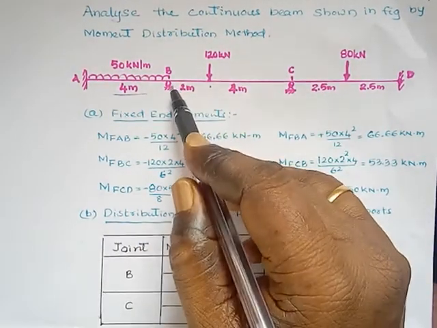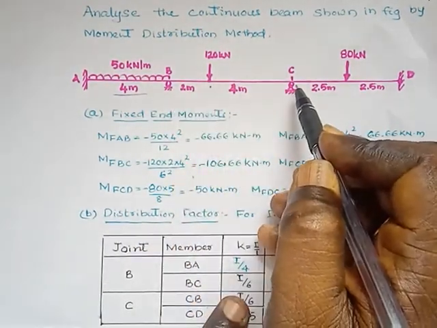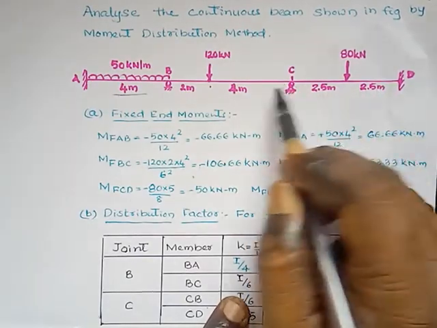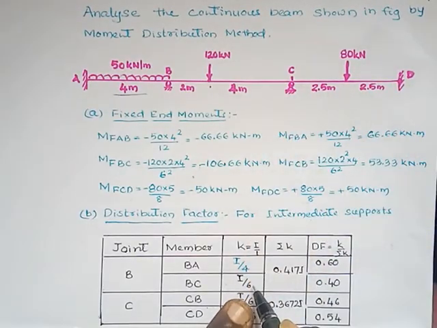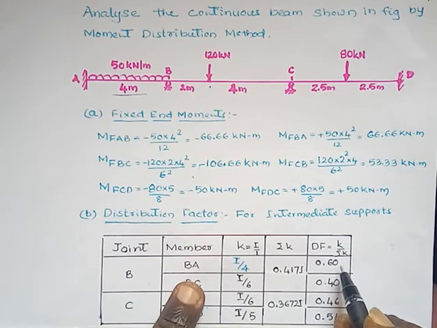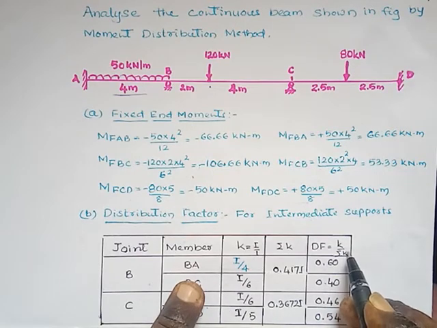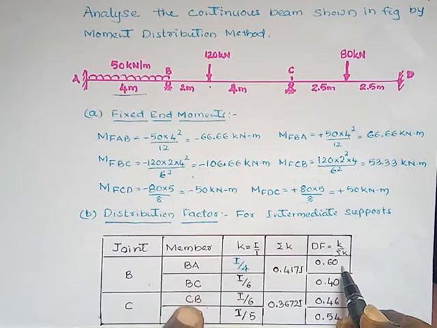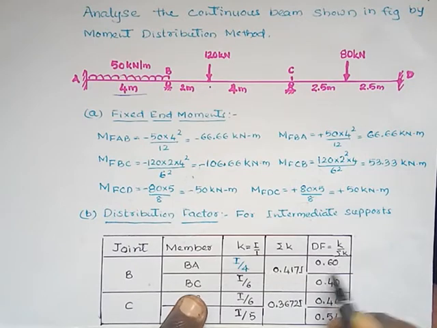Similarly for this span, BC is continuous, there is continuity between B and C, hence K equals I by L. L is 6 meter, so I by 6. Summation K, I by 4 plus I by 6, equals 0.417 I. Then the distribution factor for BA, that is KBA divided by summation K, is 0.6. KBC divided by summation K is 0.4.